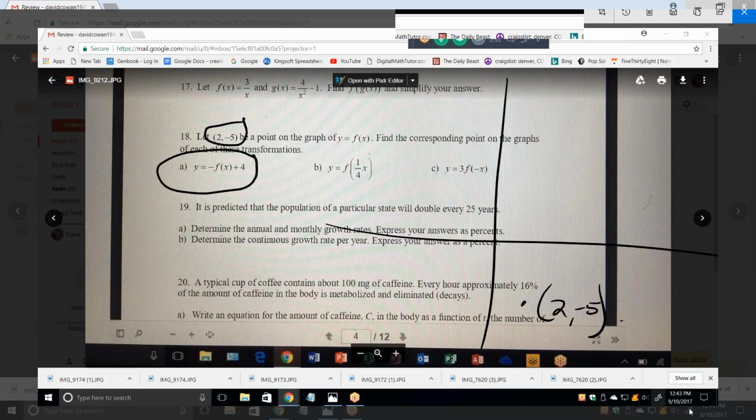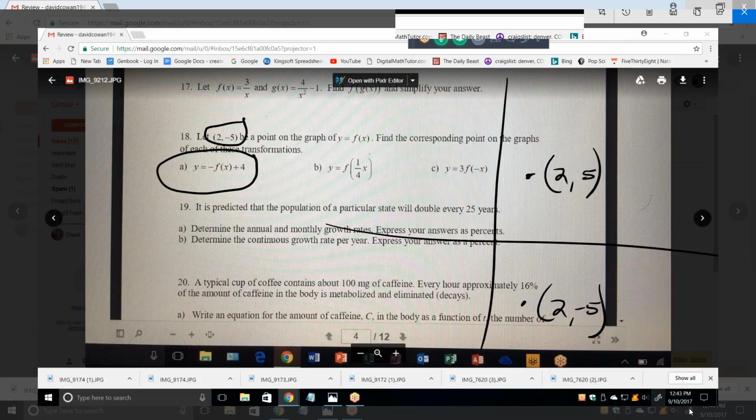Reflect it over the x-axis. So it'd be... It's about right there, right? 2, 5. Exactly. It's really simple. In other words, the x value does not change, but the y value takes the opposite sign.